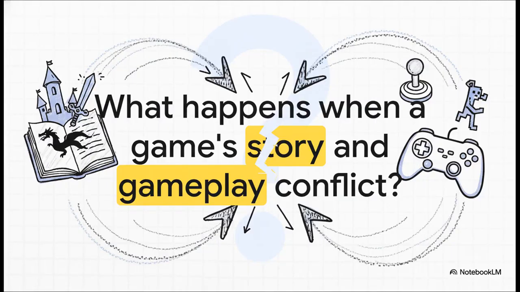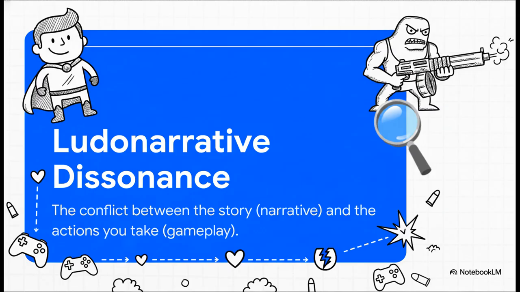This friction, this constant push and pull, leads us to one of the biggest, thorniest paradoxes in all of game design. That inherent conflict between what the story is telling you and what the gameplay is asking you to do. This conflict actually has a name: ludonarrative dissonance. You know the classic example, right? The hero is portrayed as this charming, relatable person in all the cutscenes, but then in the gameplay, they proceed to slaughter hundreds of enemies without a single shred of remorse. When that gap is too big, it can completely shatter your immersion.